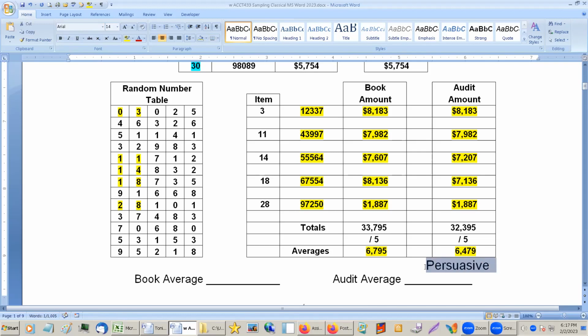This amount is actually more precise. This is the amount because we actually looked at this ourselves. These are the numbers that we came up with. So of these two, this is the one we want to weight more. Okay, so the book average was 6,795, and the audit average was 6,4.